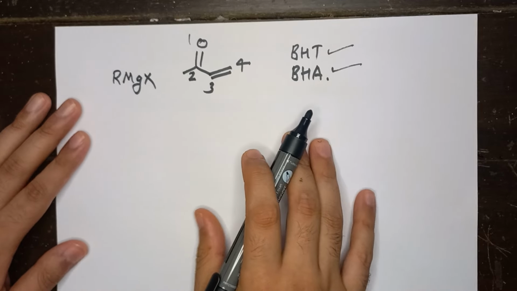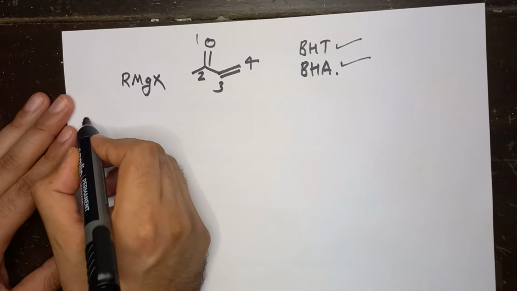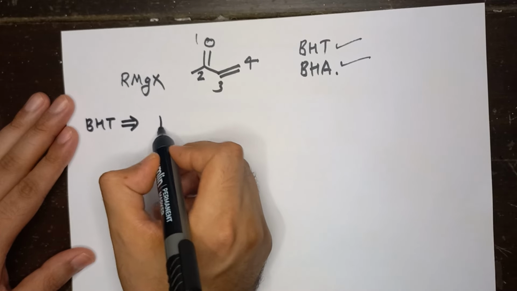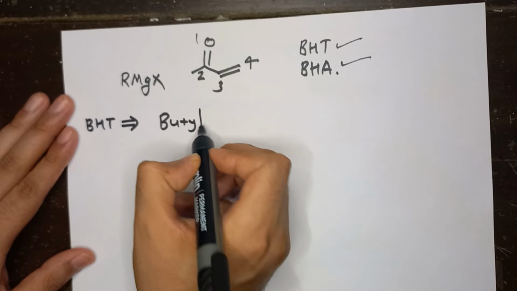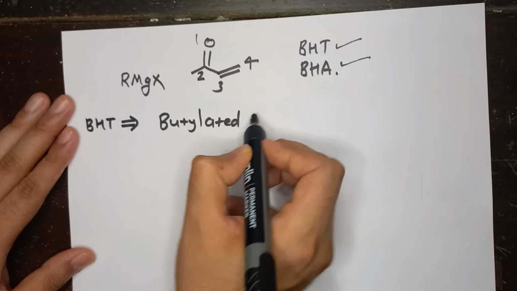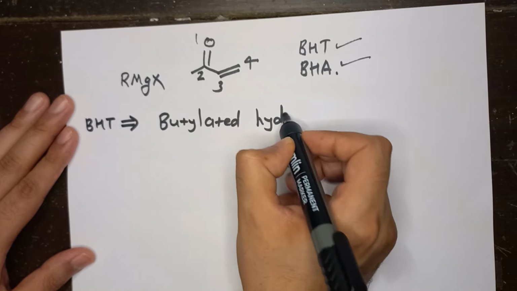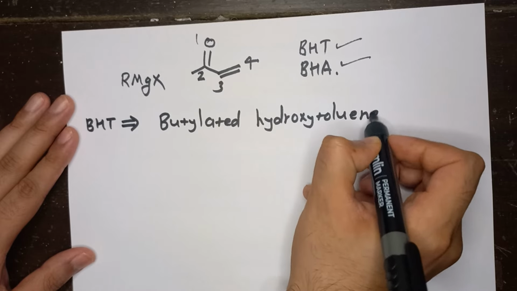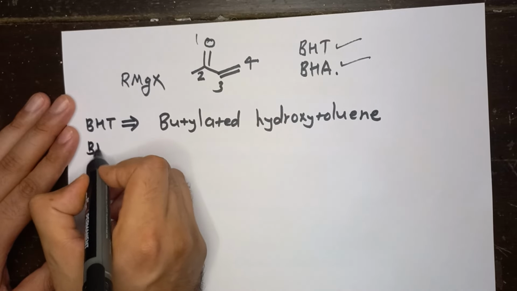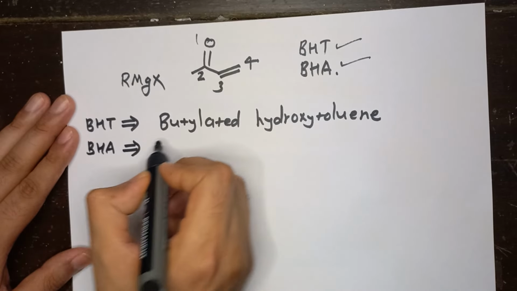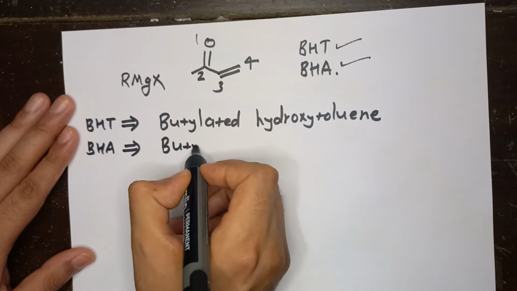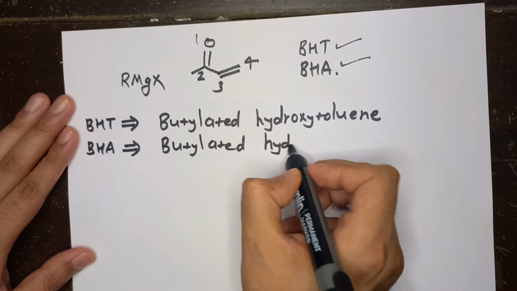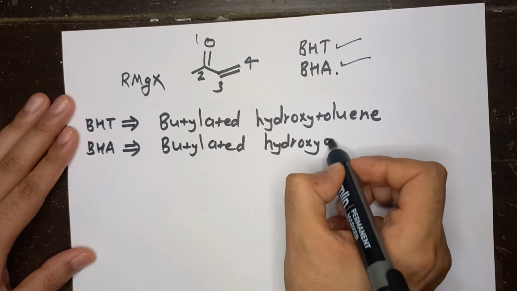So what is a BHT and BHA? So BHT can be written as butylated hydroxy toluene, and BHA is nothing but butylated hydroxy anisole.